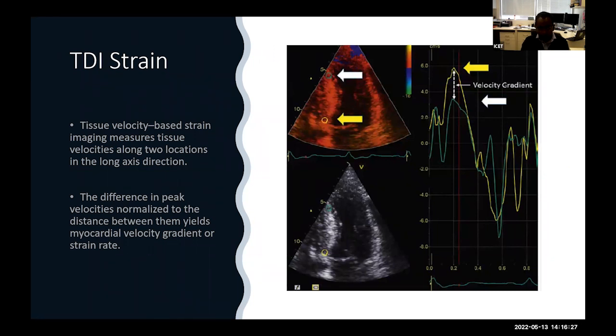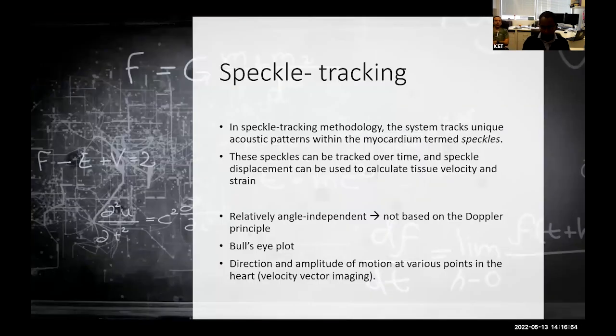So tissue velocity based strain measures tissue velocities at two locations along the long axis direction. The difference in peak velocity is normalized to the distance between them, which yields the myocardial velocity gradient, or strain rate. What that means is you look at the difference between the two measurements, calculate how fast it is, or what the difference is, and come up with a velocity gradient as a result.